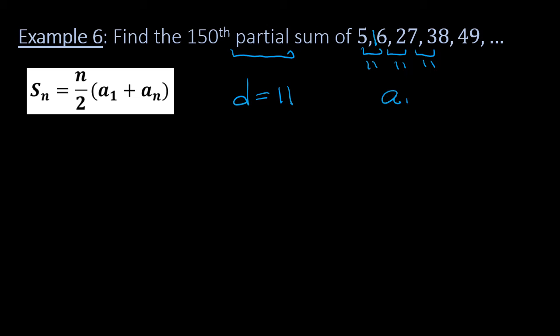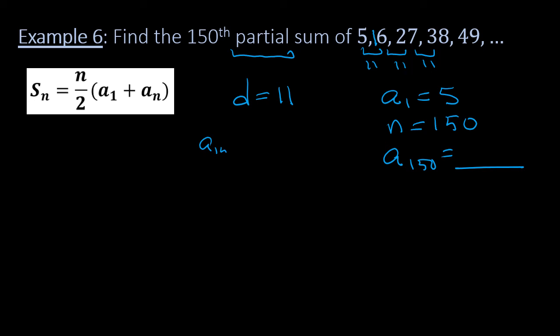I have my first term. My first term is 5. I have my n. I want the sum of the first 150 terms. But what I don't have is my last term. So this is really a two-step problem. I'm going to have to find that last term.